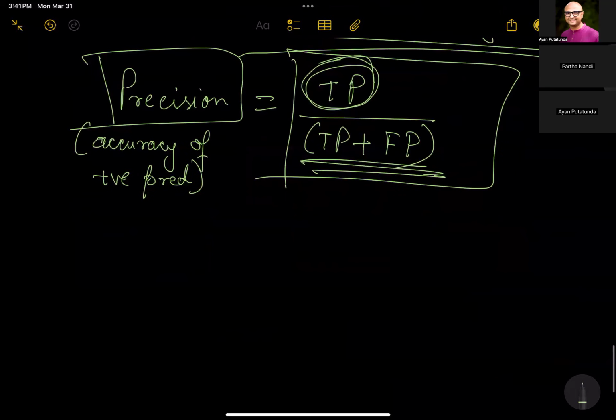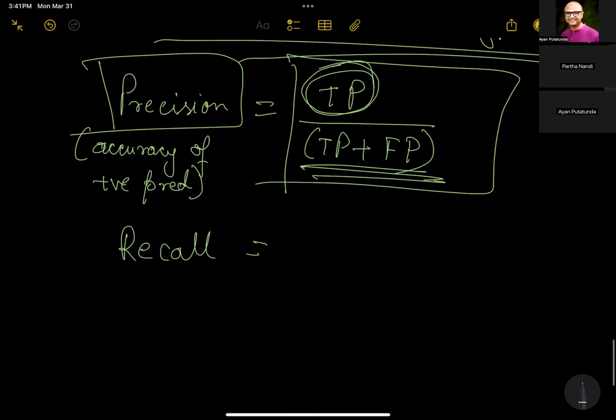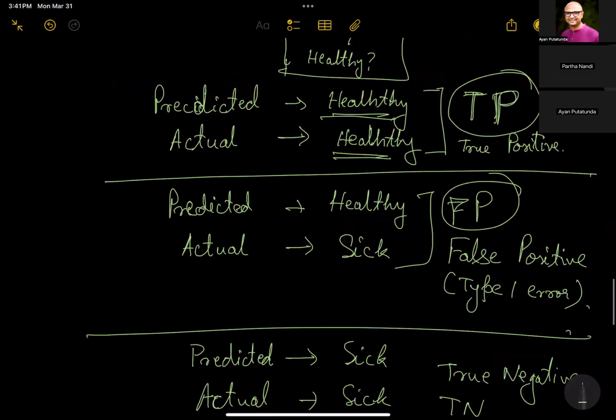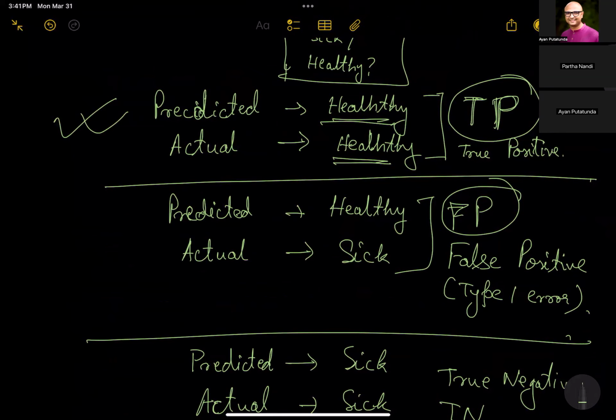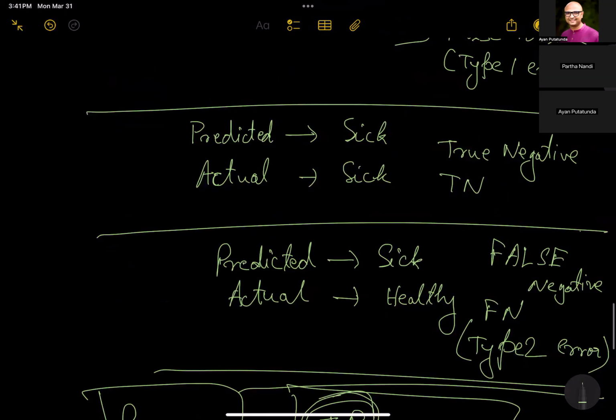Another metric is called recall. Recall is, you can say, the ability to find all the positive instances. Of all the actual positive items, how many were identified correctly? Now, how many were identified correctly means what? This is the correct identification because prediction and actual match. This is the correct prediction and identification.